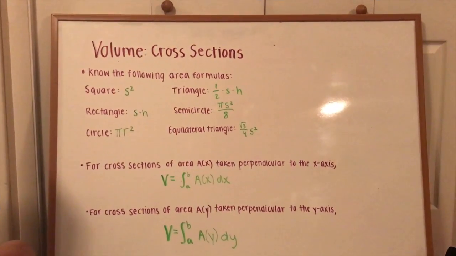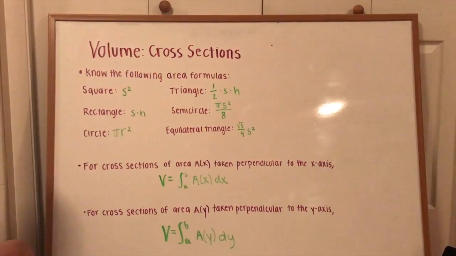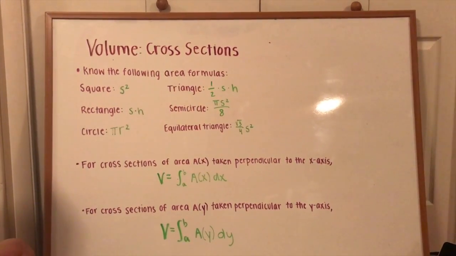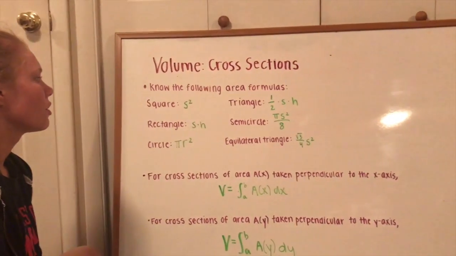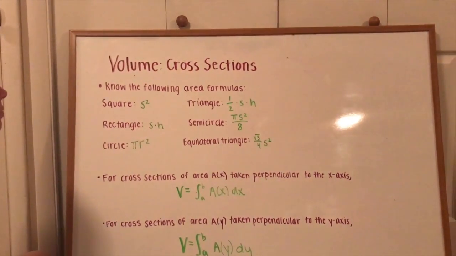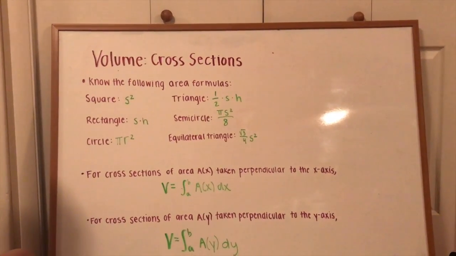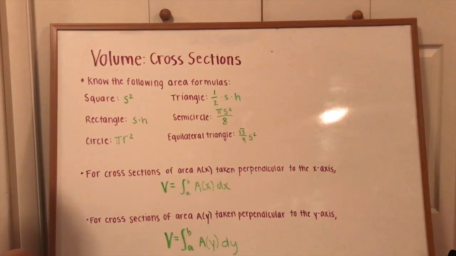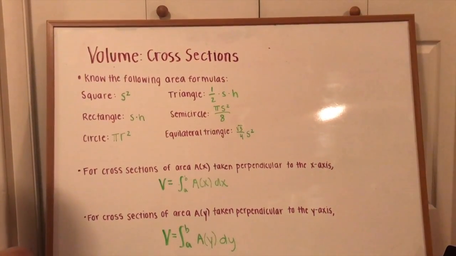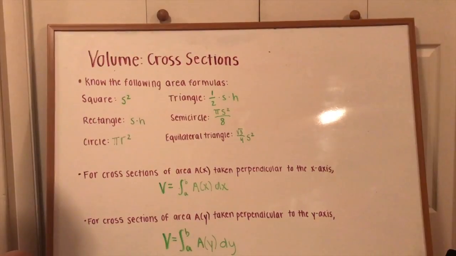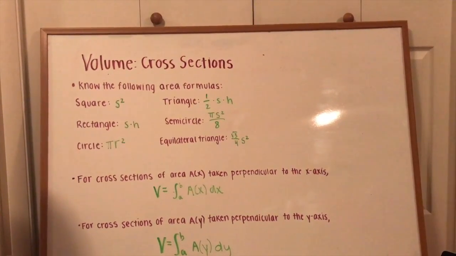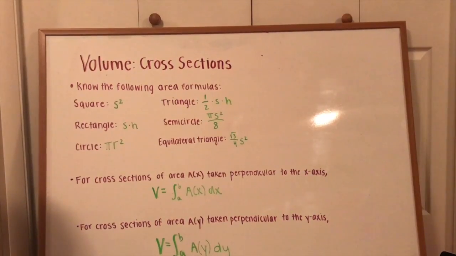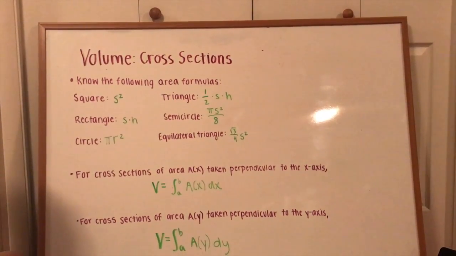So the final lesson is volume for cross sections, and you should know the following area formulas. For a square, it's the side squared. For a rectangle, it's the side times the height. For a circle, it's pi times radius squared. For a triangle, it's half the side times the height. For a semicircle, it's pi times the side squared over 8. And for an equilateral triangle, it's square root of 3 over 4 times the side squared.